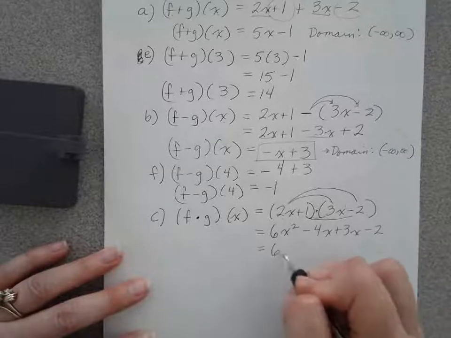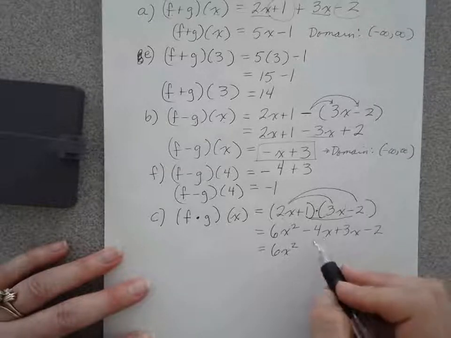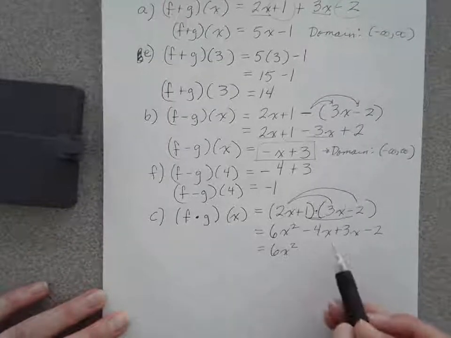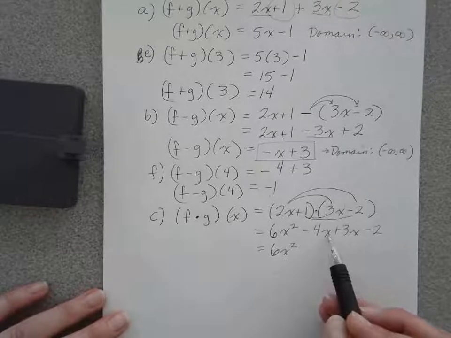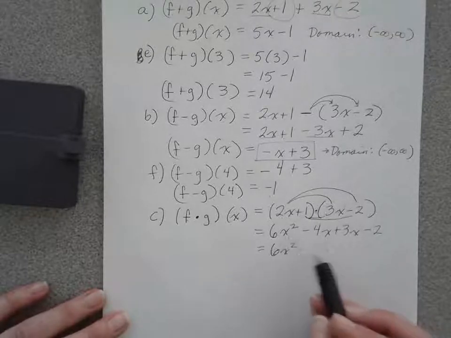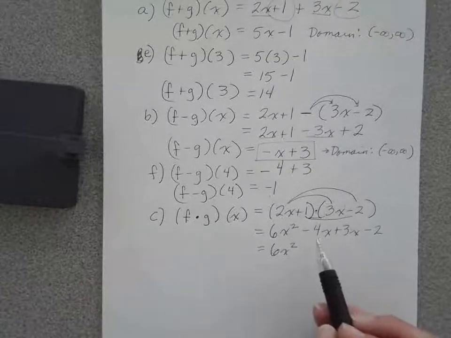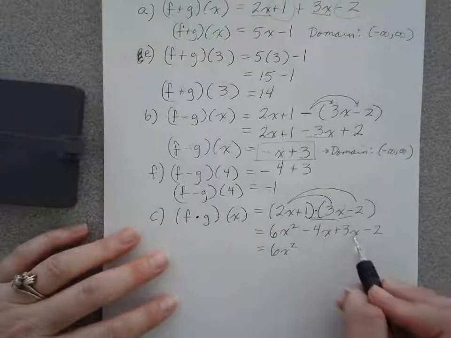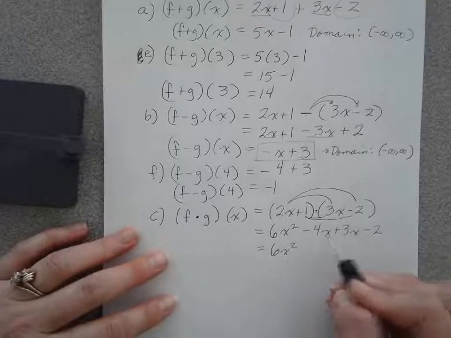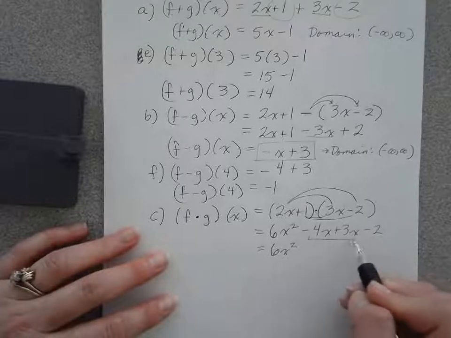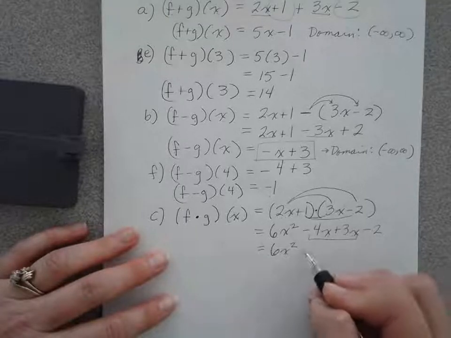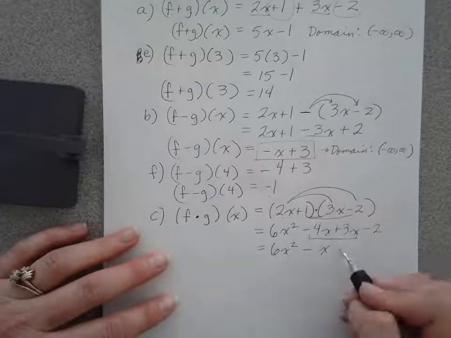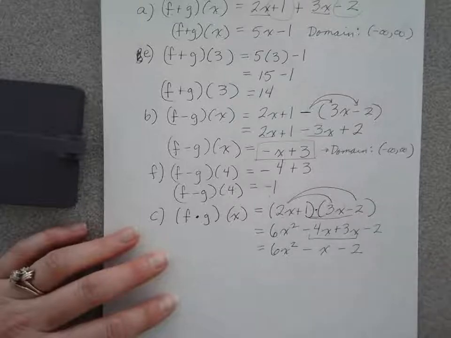Okay? So 6x squared, and then combine like terms. Can I add an x squared term and an x term? No. Do not add terms that don't have exactly the same variable part. Okay? Can I add negative 4x and 3x? Yes, because they have exactly the same variable part. So what does that equal? Negative x.